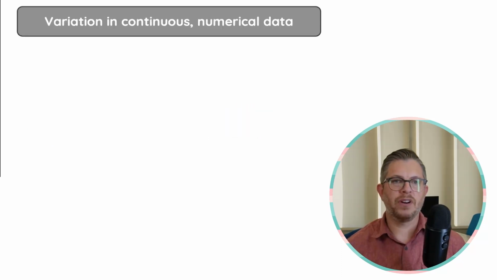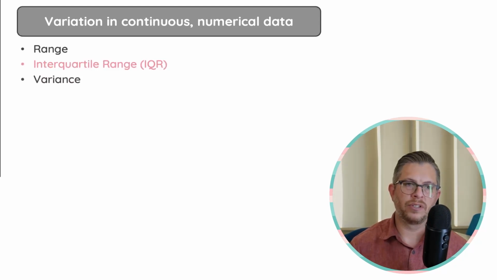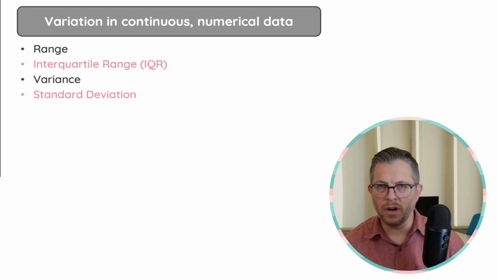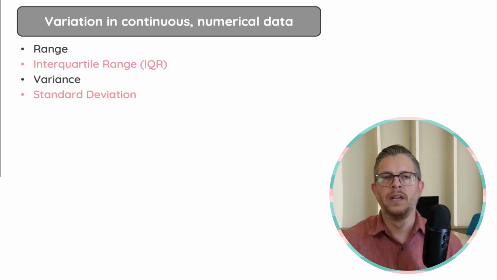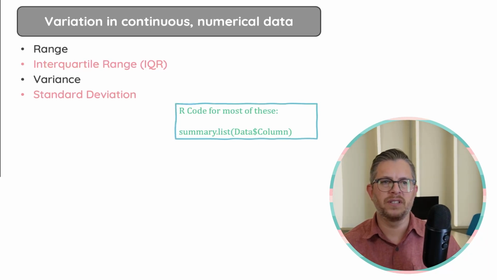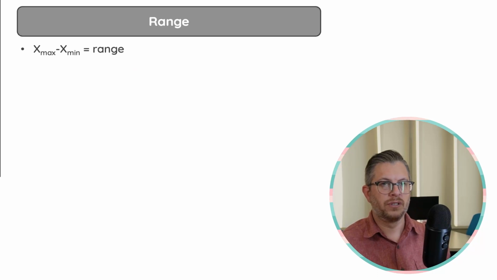Now, variation in continuous numerical data we can measure in range, interquartile range, variance, and standard deviation. Later on, we'll get to standard error, but that's a bit different, and we haven't gotten to that part of class yet. But for now, we're going to stick to these four, and the R code for most of these is summary, list data $column. The range is just your maximum minus your minimum value.